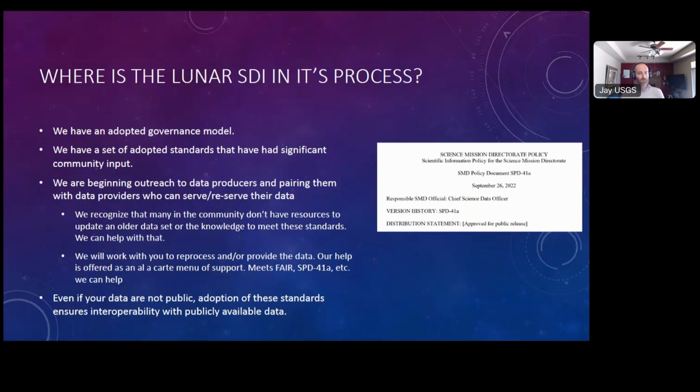And so we exist as a service to the broader community to help get data out to users in a consistent, discoverable, interoperable way that meets all of these requirements that we have, whether it's FAIR, SPD 41A, et cetera.